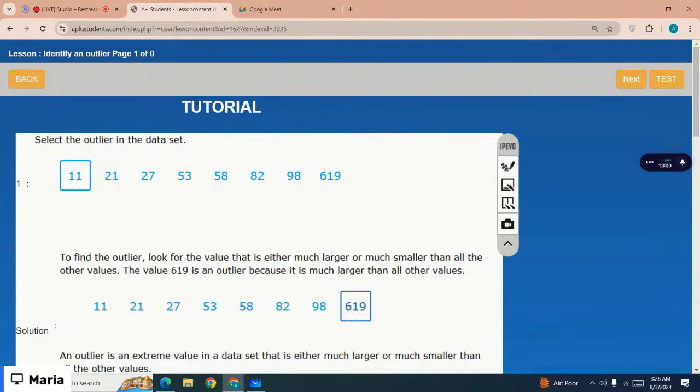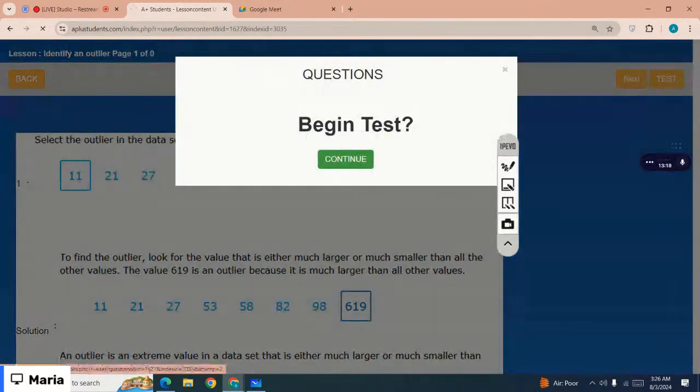Yes, 619 it is right, because that is the greatest number in the given data. The others are just two-digit numbers, right? So 619 is the outlier because it is much larger than the other values. So that is an extreme value: either it is much larger or much smaller. Let's just start with the test.